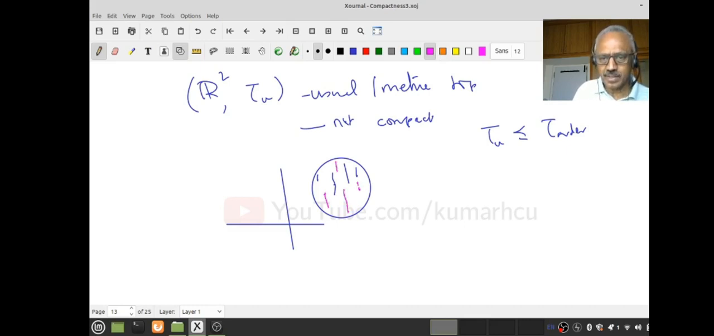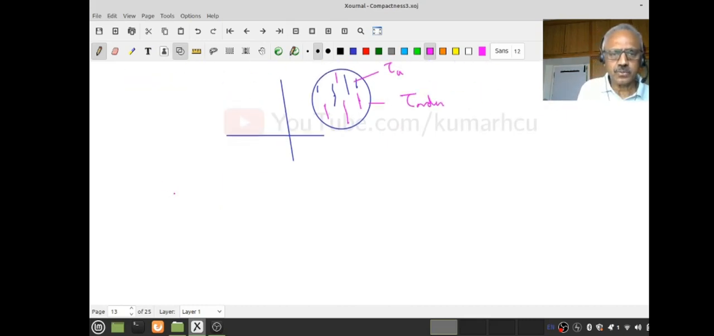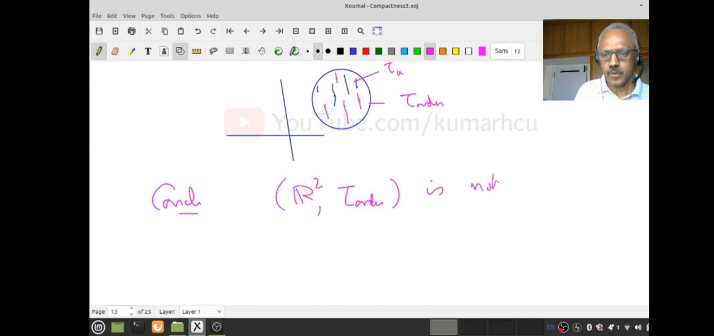For any point you give me, there is this, right? Therefore we know these are all open in the order topology also. Of course they are open in tau_u. Therefore, with respect to the coarser topology, the space is not compact. Therefore the finer topology, namely the order topology, is not compact. The conclusion is that R^2 with the order topology is not compact.